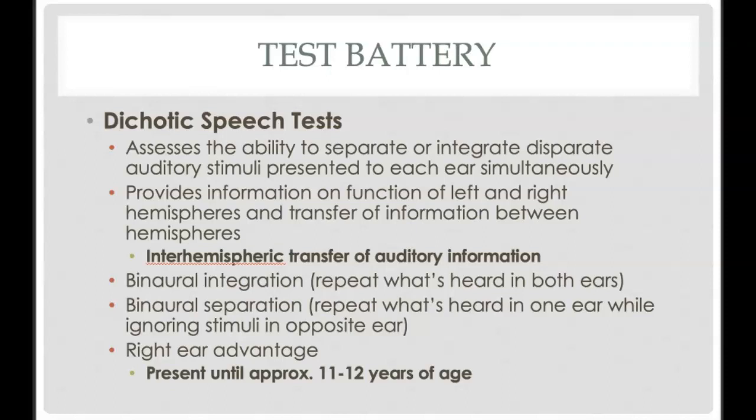When the sound goes to the left ear, it goes to the right side, and then to produce it verbally, it needs to cross over to the left hemisphere through the corpus callosum. Okay, so a right ear advantage is due to that. Left hemisphere dominance for producing speech and language. Okay, so it goes into the right ear, goes straight to the left because it's contralateral, so it's easy to produce. When it goes in the left, it goes to the right hemisphere, and then it has to cross over the corpus callosum to be produced on the left side. Okay, and that's present up to about 11, 12 years of age.